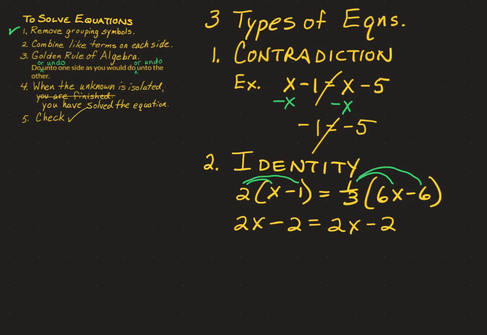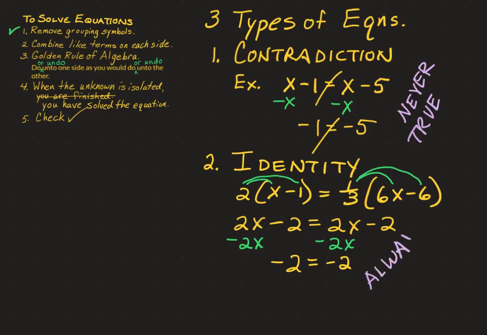That is always true. And if you're just dying to solve this one, let's move our x's to the same side. Oh, look there. The x's are going to disappear again. That'll give you 0 on the left and 0 on the right when we're talking about x's. But you will have negative 2 equals negative 2, true. Well, yeah, that is always true. So a contradiction will never be true. Never true. No matter what value you put in for the variable, it is never going to be true. An identity is always going to be true. It is always true.